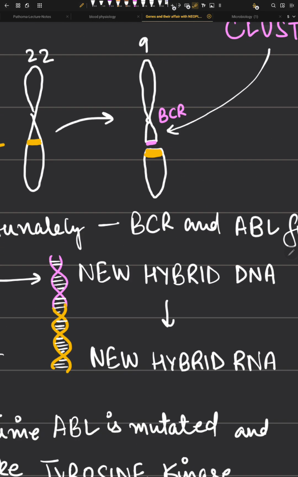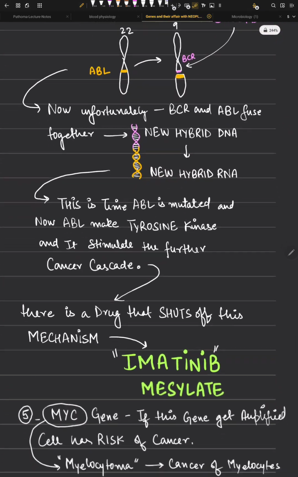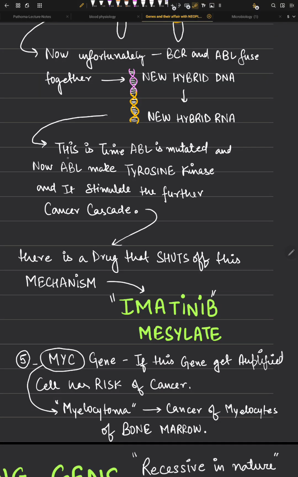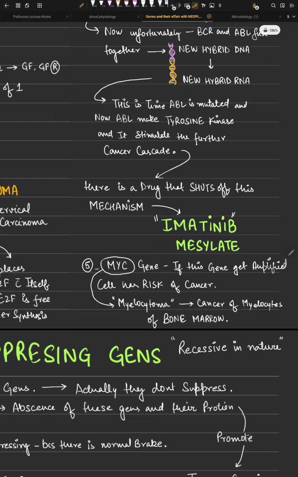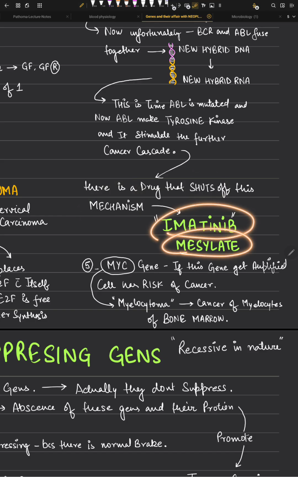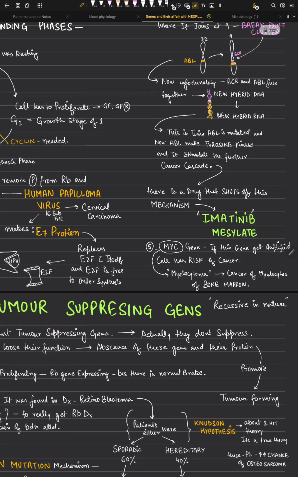Now, just look at this photo. I hope you can understand this. This is the time ABL is mutated, and now ABL makes tyrosine kinase, it stimulates it further, and the cancer cascade continues. So there is a drug that shuts off this mechanism. It's called imatinib mesylate. Okay, so that's the concept here.